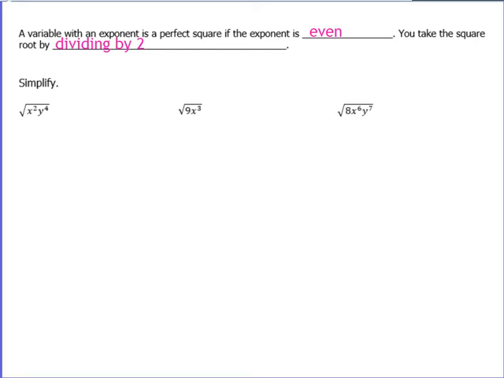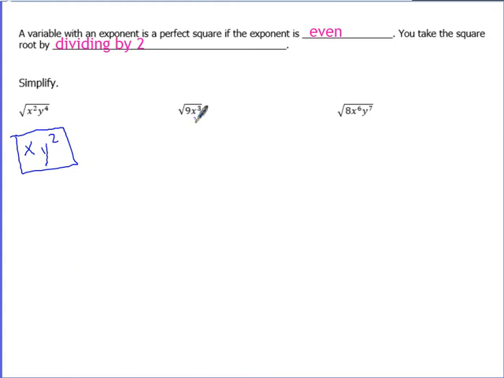Alright, and then we're going to throw some variables in there, because why not? A variable with an exponent is a perfect square if that exponent is even, and you take the square root by dividing by 2. So here I have the square root of x squared y to the 4th. The square root of x squared, I'm going to divide this exponent by 2. So 2 divided by 2 is 1, so I have x. If I divide the y exponent 4 by 2, that gives me y squared. So this is the square root of x squared y to the 4th.